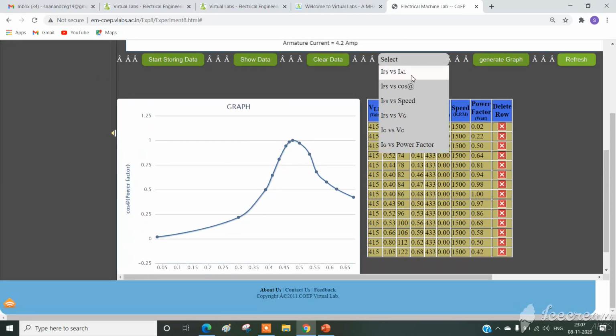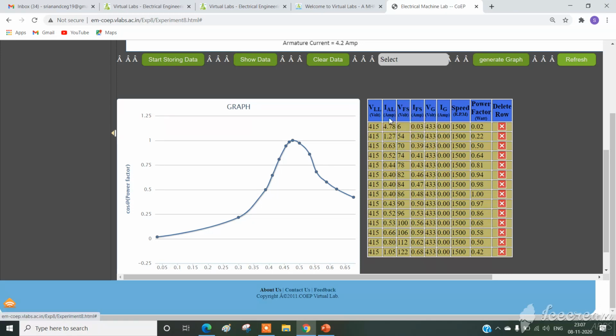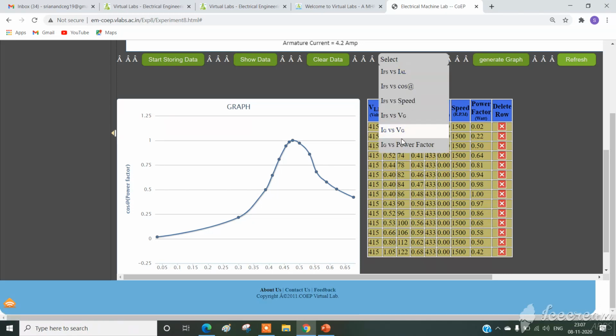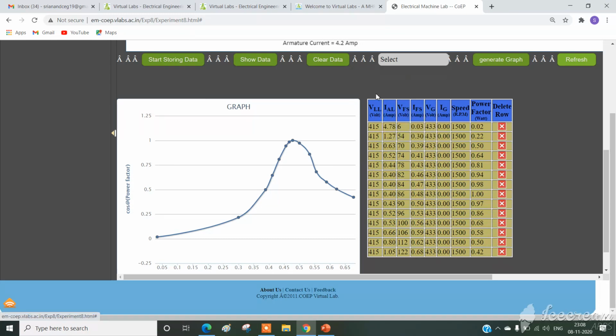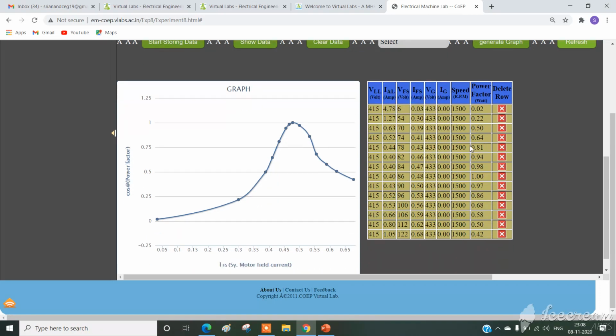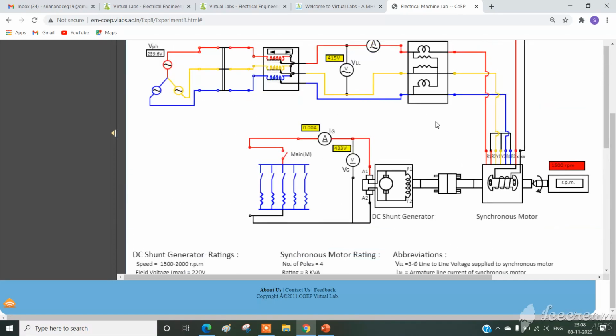We need to plot mainly two curves, that is the V and inverted V curve, and we can also take the graphs of field current versus speed and field current versus generator voltage. This is with respect to load, and also generator voltage and power factor, generator voltage and current. But for our experiment we need to concentrate on the V and inverted V curve, that is IF versus IA and IF versus power factor. So this is the experiment.